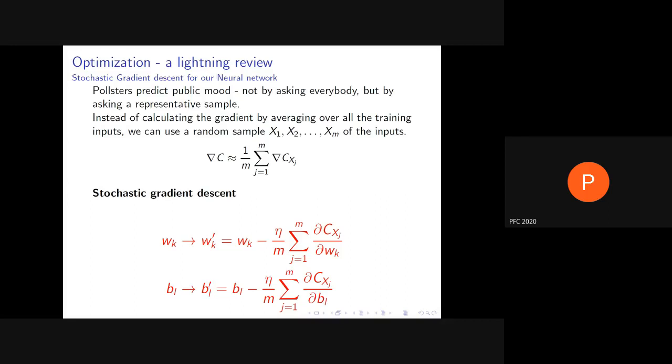Question. Otish asked a question. I'll just read it out: why is the same parameter used for W's and B's? I think he means the learning rate, that is, why do you use the same eta for W and B? Yes, but you have to remember.